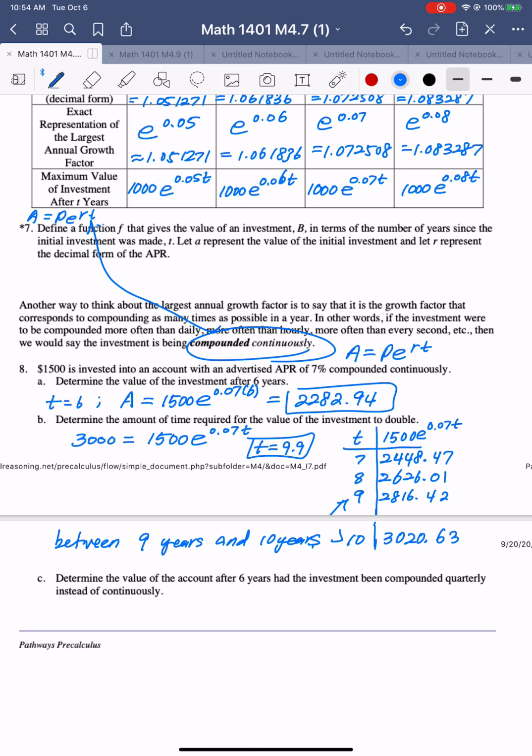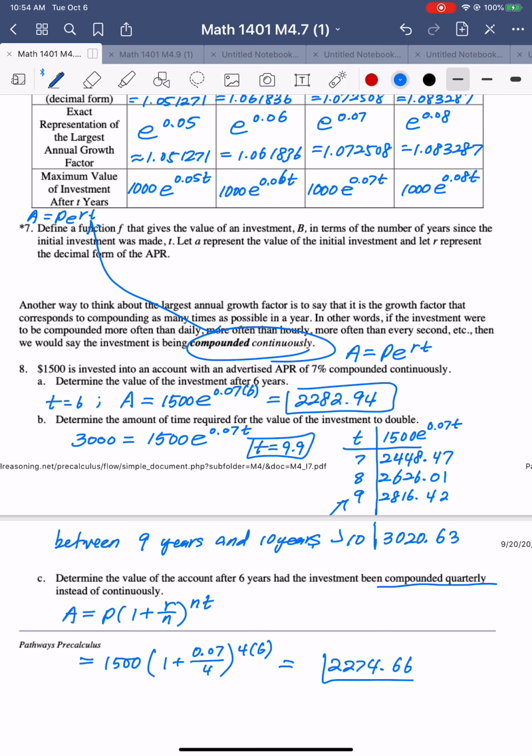All right, determine the value of the amount after 6 years had the investment been compounded quarterly. So we are using the periodically compounded interest formula. The amount will be the principal times 1 plus r over n to the nt power. So the principal is 1500, and 7% quarterly for 6 years. So it becomes $2,274.66. When you compare this amount to the earlier amount, the continuously compounded gives you more than the quarterly. All right. Okay, I think that's all for this investigation. Thank you for listening.